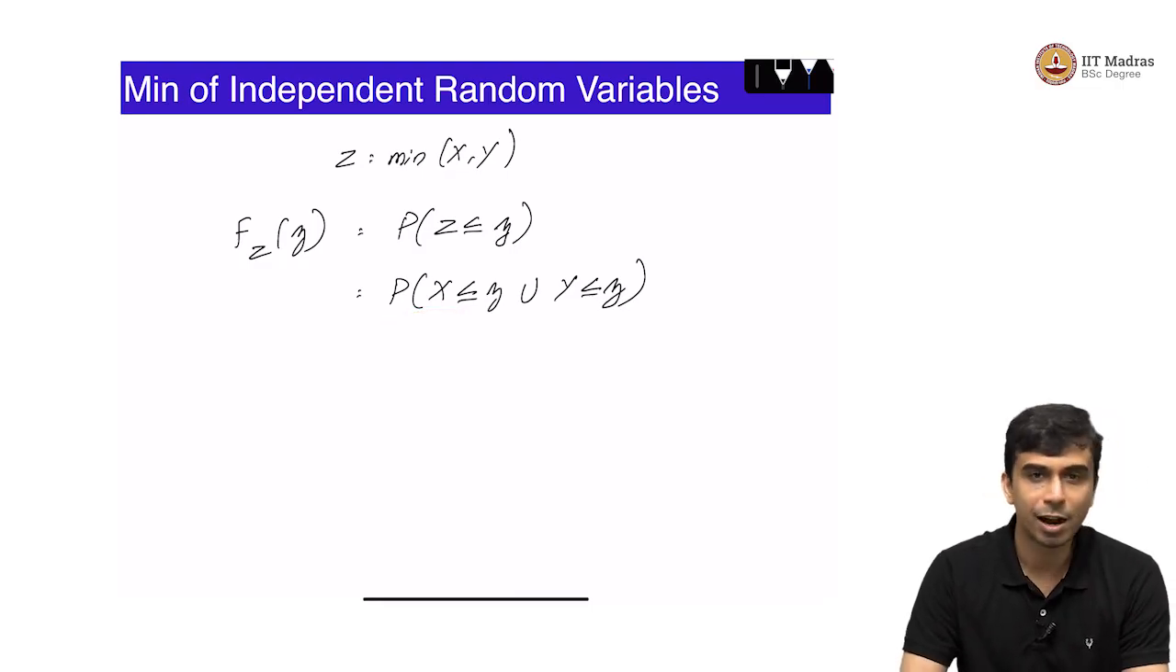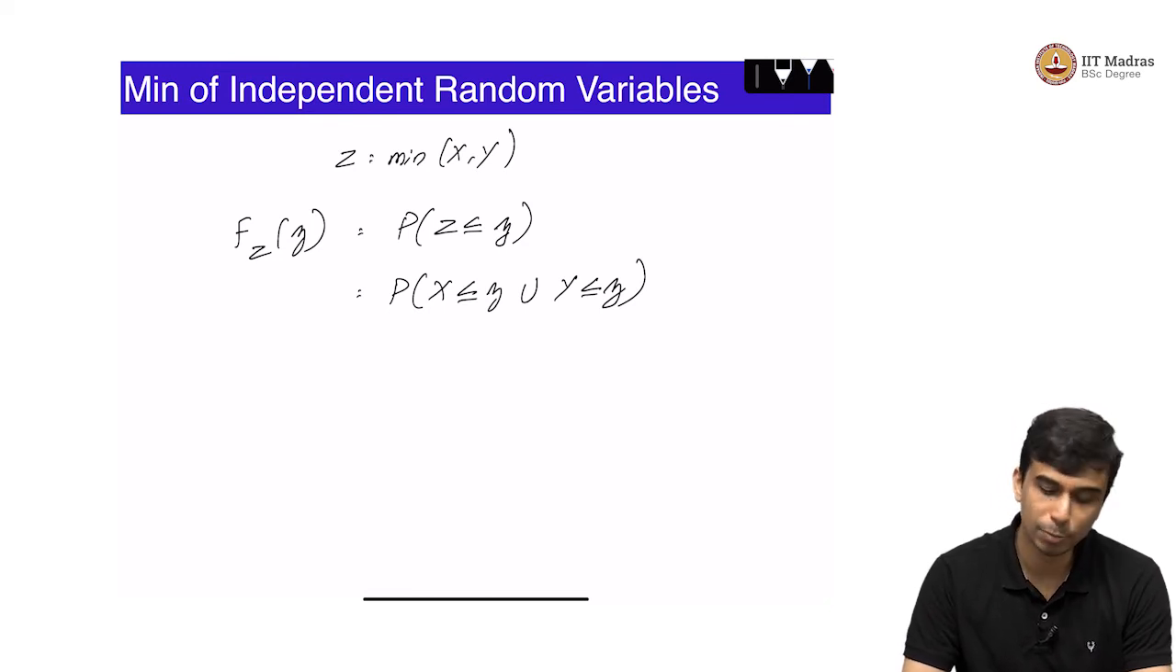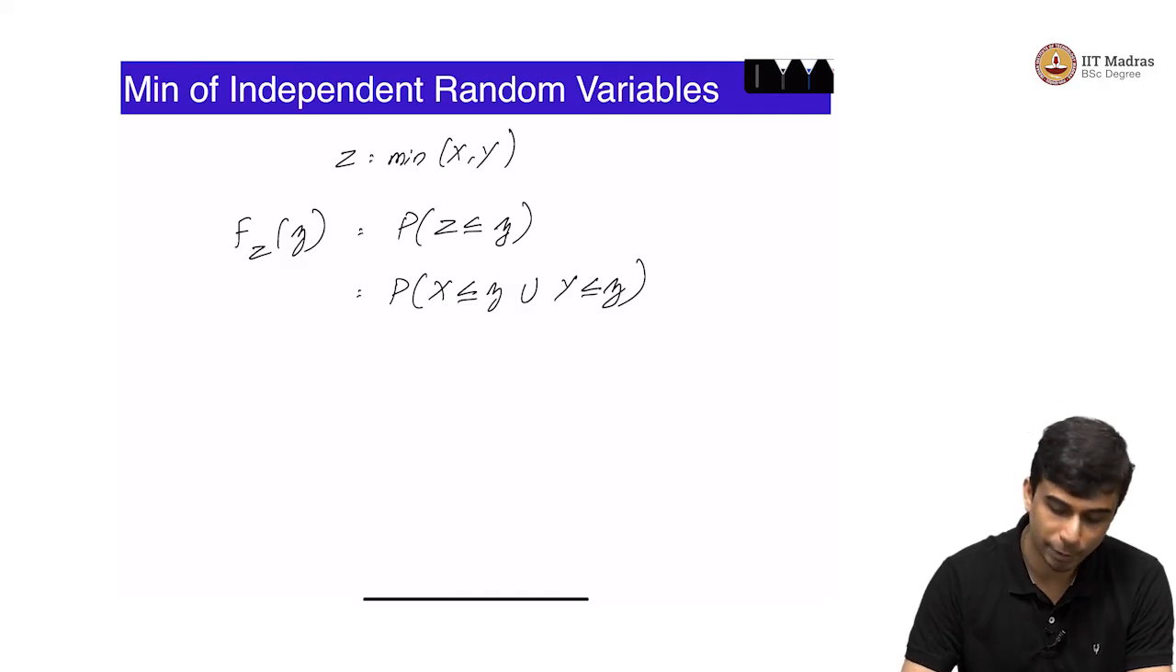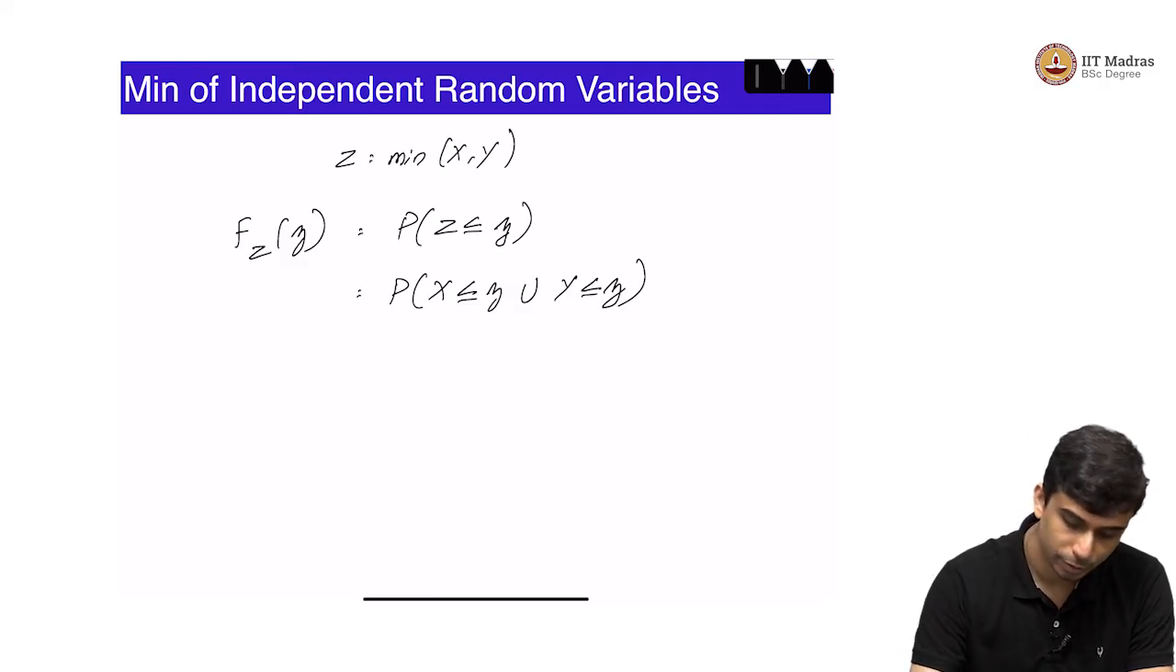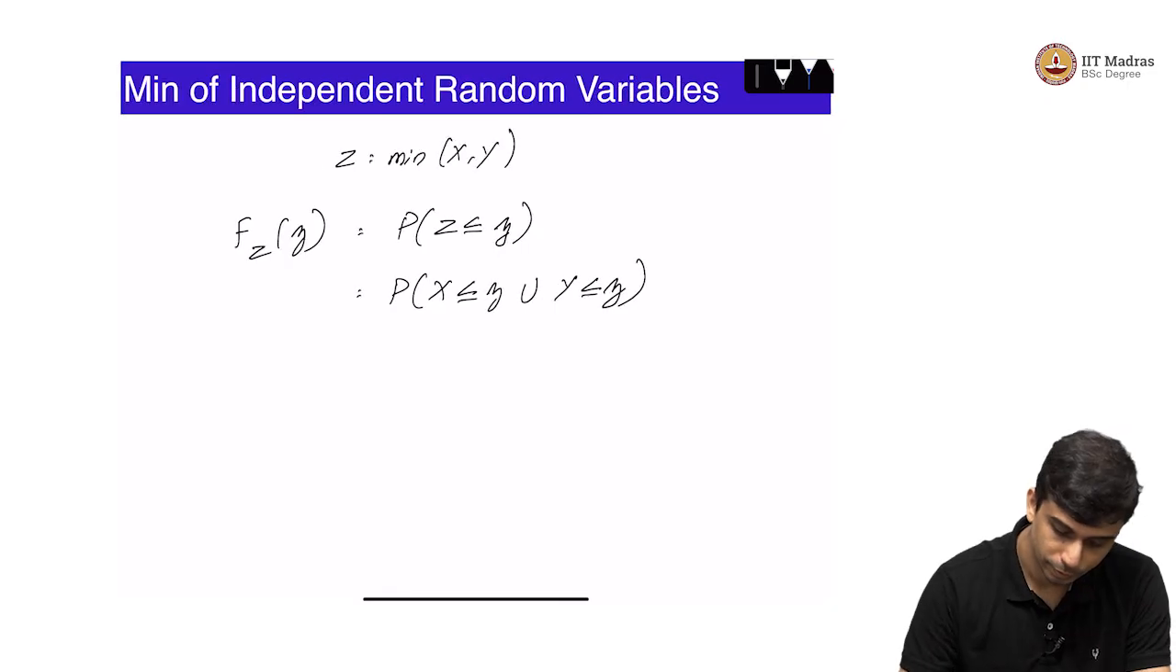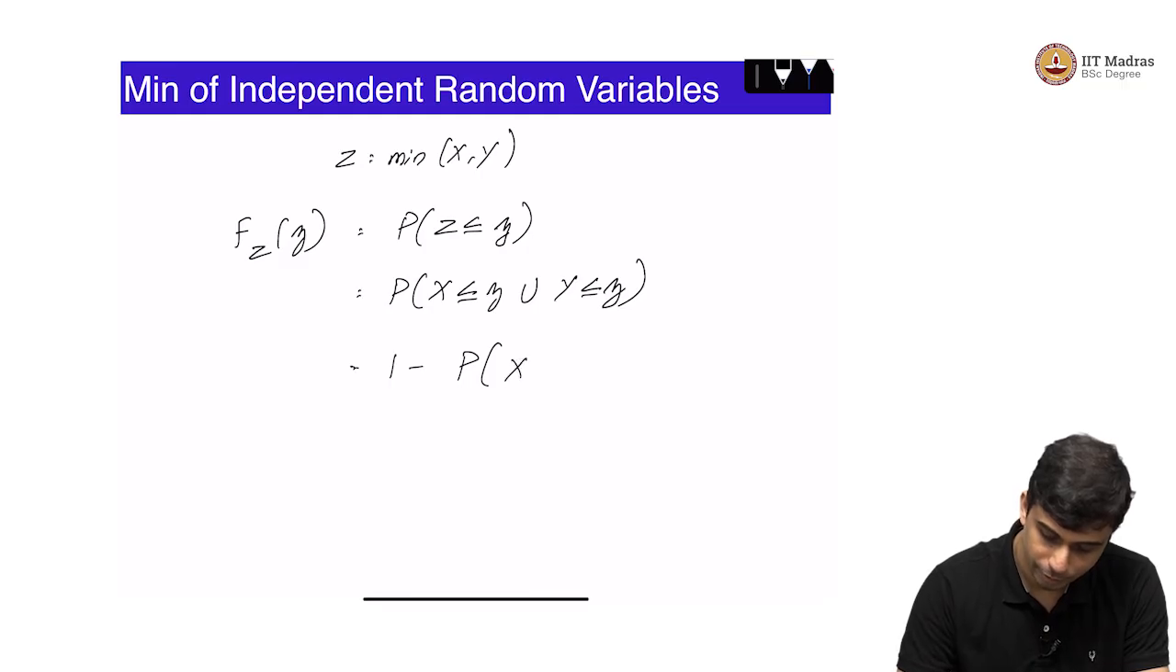So, the union is always harder to handle with independent random variables than intersection, but here is where you can use the De Morgan's laws. Probability of A union B is simply A complement intersection B complement, the whole complement, right. So, which is, we can just use 1 minus probability of x greater than or equal to z and y greater than or equal to z.